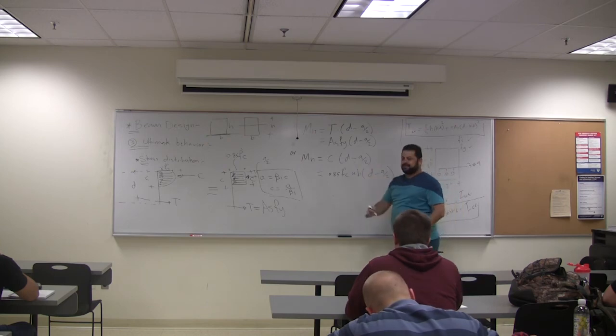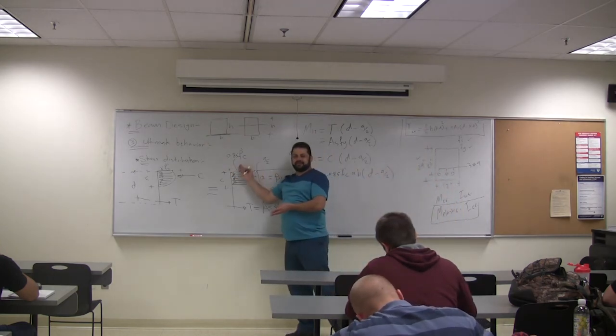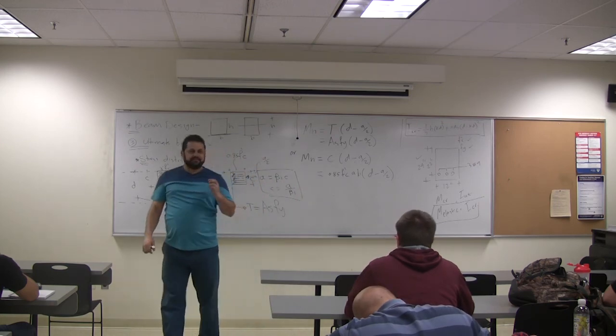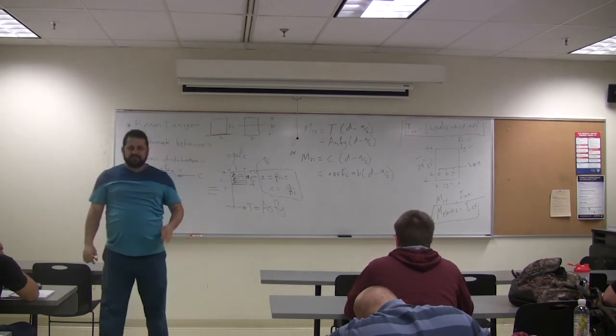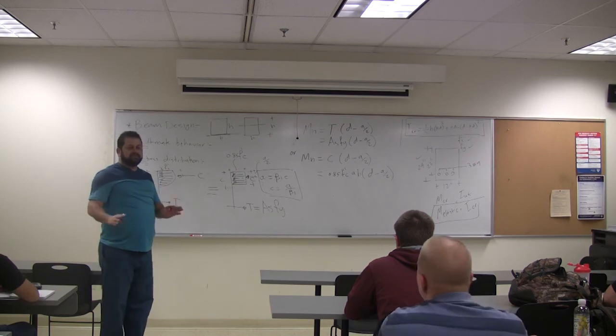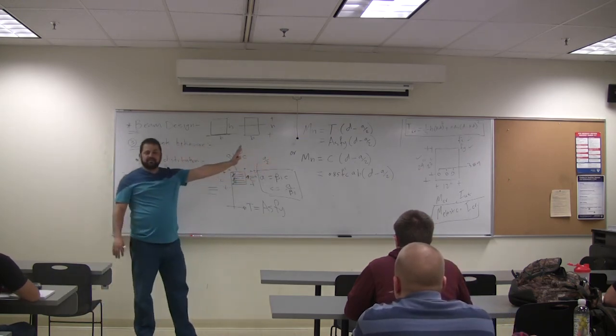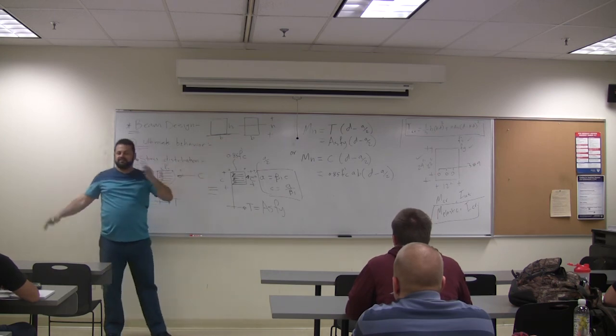This, guys, is over b. This stress is over b. So 0.85 f prime c b a, times d minus a over 2. That's Mn, believe it or not. That's Mn before we apply any factor of safety.